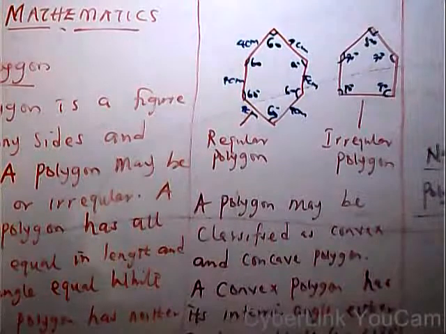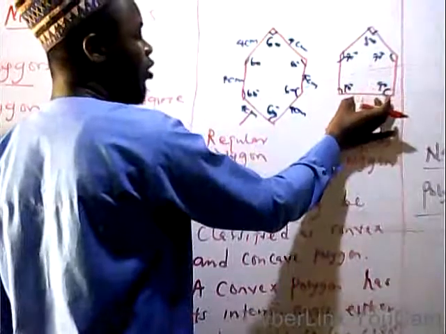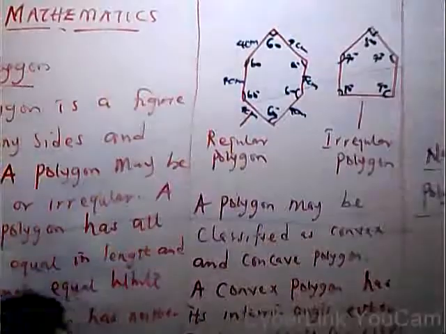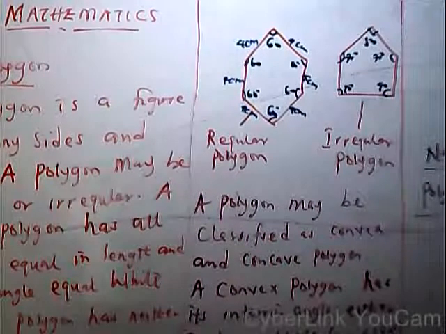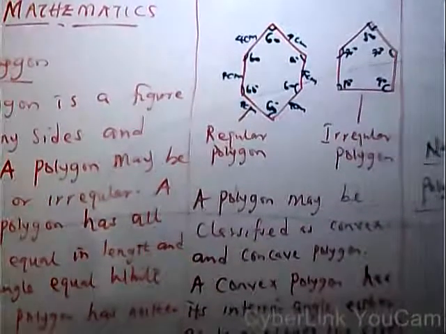Although if you look at the angles here, we have 2 angles that are equal, 2 angles that are equal, and 1 angle here. So that does not make it regular. In as much as all the sides or all the angles are not the same, then we say that it is an irregular polygon.